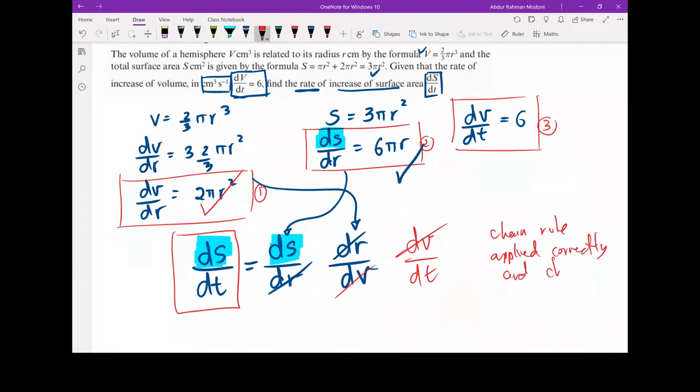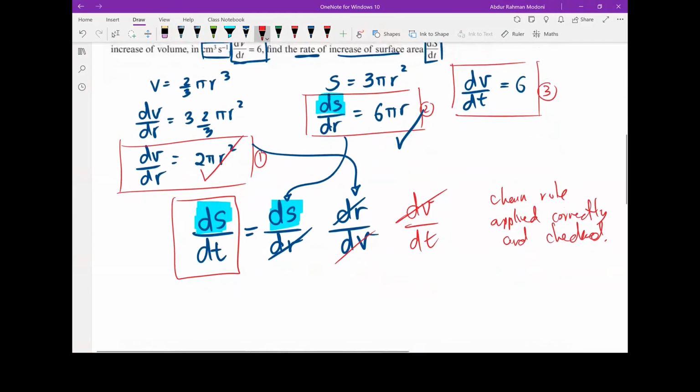Chain rule applied correctly and checked. Okay, now obviously we want to substitute things that we already know. So what is ds by dr? Well, let's take a look at number 2. ds by dr was 6 pi r. So now I'm going to do the substitution, 6 pi r. There's nothing next to them, so we're multiplying. So that's going to be times what is dr by dv? Well, dr by dv, as you know, is number 1 here, but it was the reciprocal of it. So it will be 1 over 2 pi r squared. Times what is my dv by dt? dv by dt was 6.